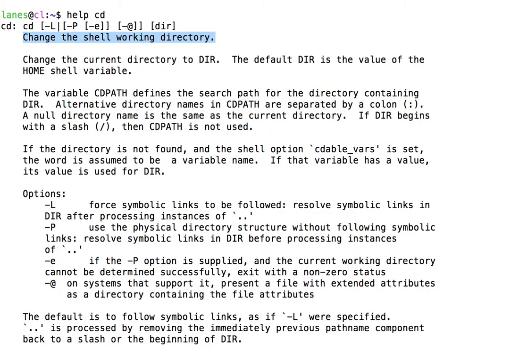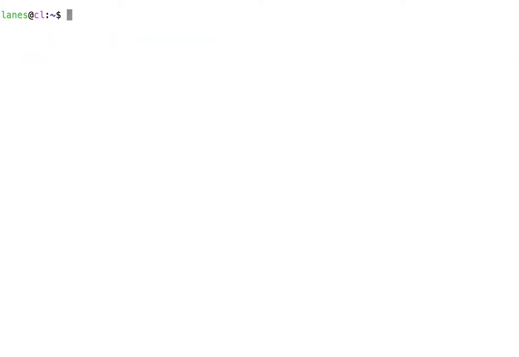To use cd, we provide the name of the directory into which we wish to navigate. Let's use pwd to verify that we have changed directories. Notice that in the above invocation of cd, we only specified the name, baz. We did not type /home/lane-s/baz.